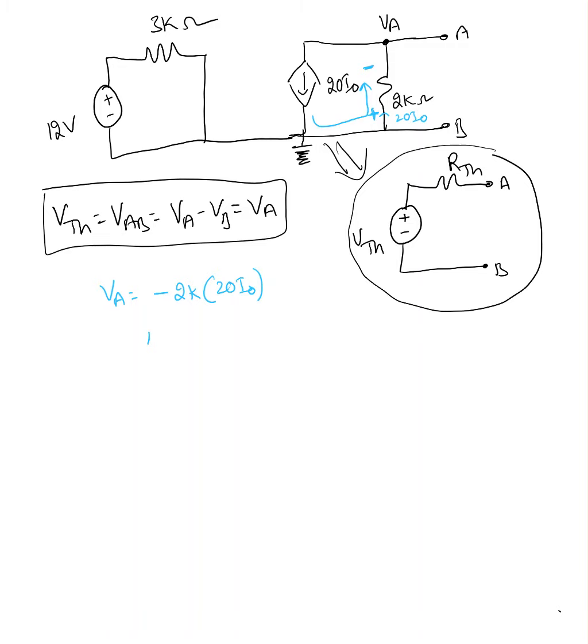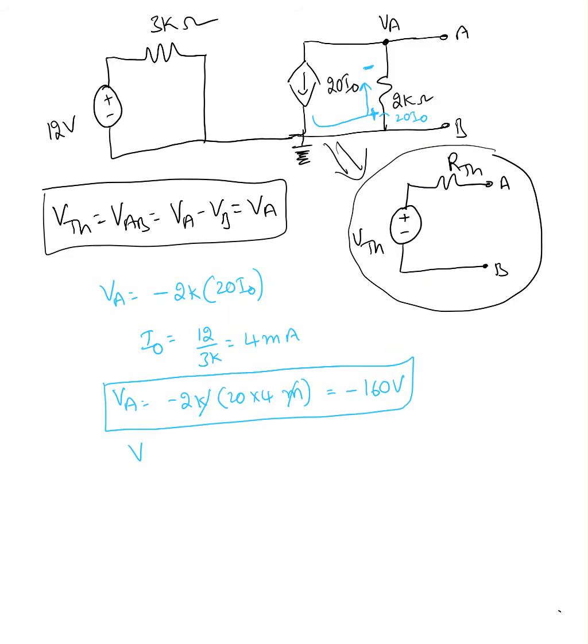What is I0? I0 equals 12 divided by 3K, which is nothing but 4 milliampere. So now my VA equals minus 2K times 20 times 4 milli. So kilo and milli get cancelled. I will end up with minus 160 volt. That's my VA. So my V Thevenin equals minus 160 volt.